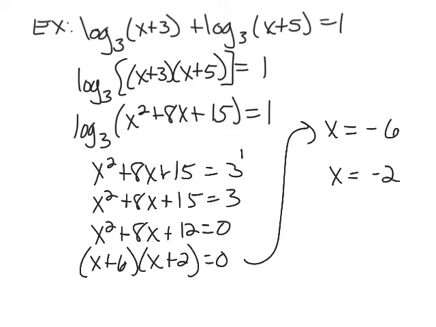Now, just because they're negative doesn't mean they're not going to work. So if I substitute in -6, I do have a problem here, and I have a problem here, because that creates negative values. So it does not work. But if I substitute in -2, -2 + 3 is 1, that's good. -2 + 5 is 3, that's good. So -2 actually works. Don't assume it doesn't work just because it's negative.